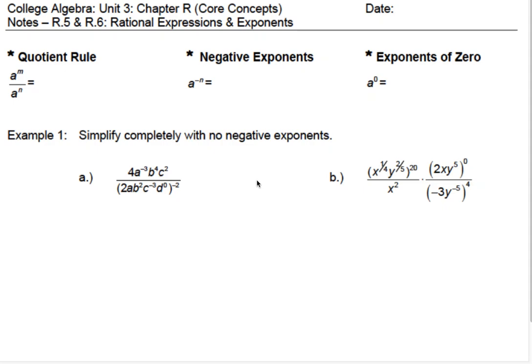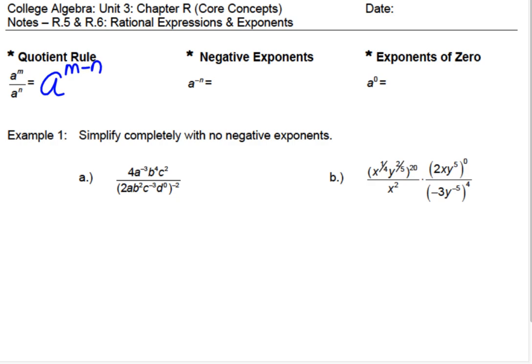Okay, this next video is on R.5 and R.6, which is rational expressions and exponents. First, let's just go over three of our basic exponent rules. The first is the quotient rule. If I have a to the m over a to the n, where those bases match, this is going to equal a to the m minus n. I go ahead and subtract those exponents.